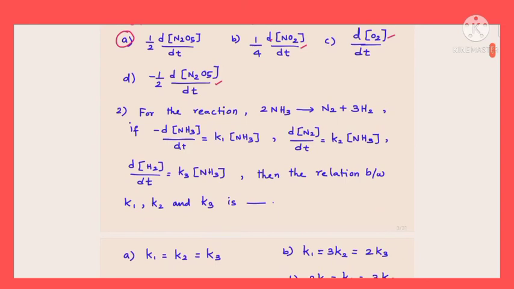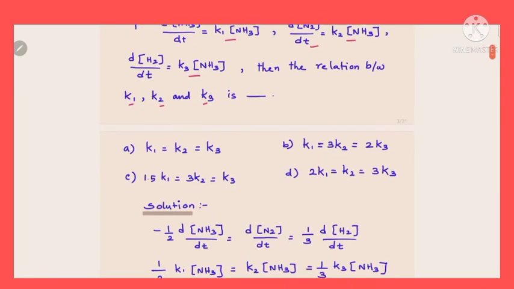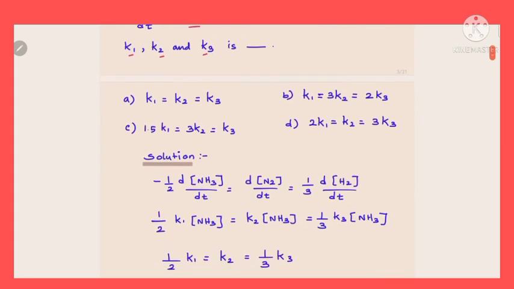Now question number 2, ammonia dissociation giving nitrogen and hydrogen, and you are given minus d of NH3 by dt is equal to K1 into NH3, then d of N2 by dt is equal to K2 into NH3, d of H2 by dt equal to K3 into NH3. Now what is the relation between the 3 rate constants K1, K2 and K3, okay, right. So you are given options, okay, right. Now how to solve this, okay, right.